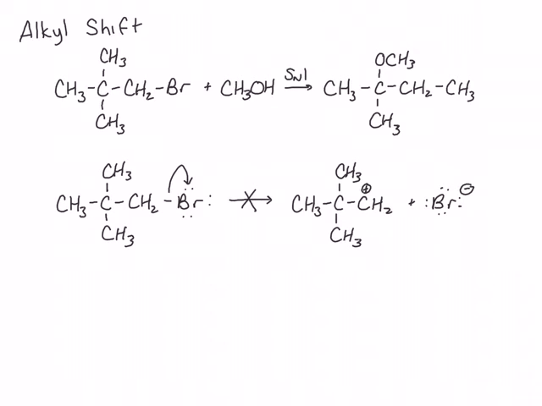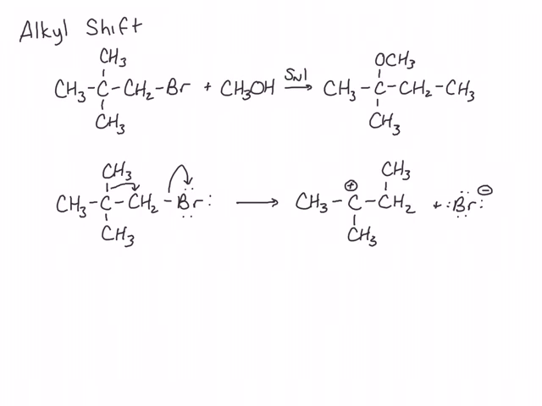What happens instead is that there is a concurrent alkyl shift with the loss of the leaving group. The alkyl shift that occurs is the movement of the methyl from the quaternary carbon to the primary carbon that is attached to the leaving group. Just like with a hydride shift, the methyl group moves, taking its bonding electrons with it. The product of this step looks like this. The carbocation that is formed is tertiary rather than primary, which is considerably more stable, forms a lot faster, and is the major product of this step.